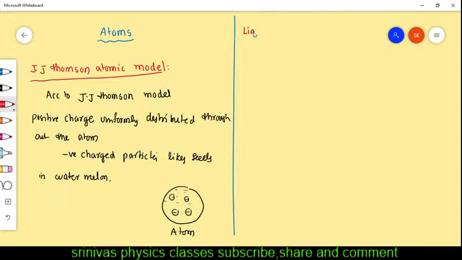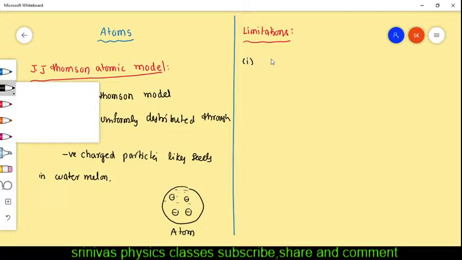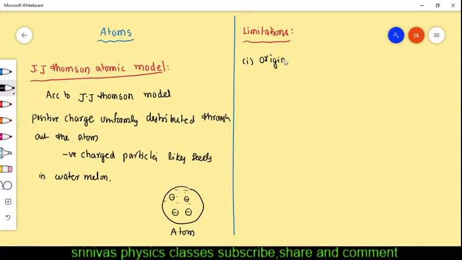what are the limitations of this atomic model? What are the demerits of this model? It could not explain the origin of spectral lines. Why spectral lines are formed, he did not explain. Origin of spectral lines is not explained by the J. J. Thomson model. And one more point: it could not explain the scattering of alpha particles. Why is scattering occurring at large angles? Scattering of alpha particles is also not explained.